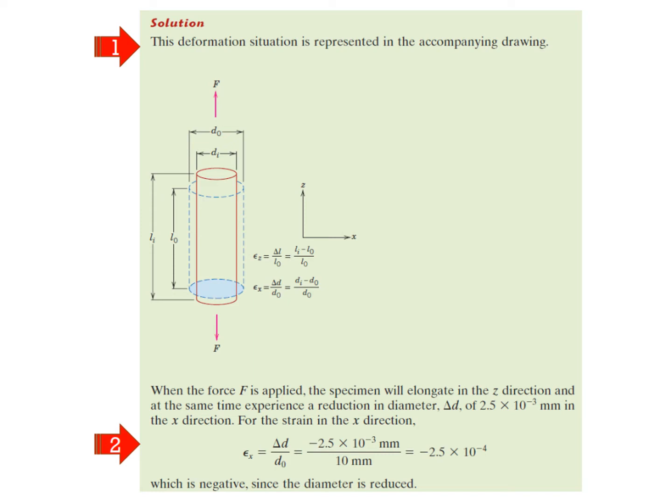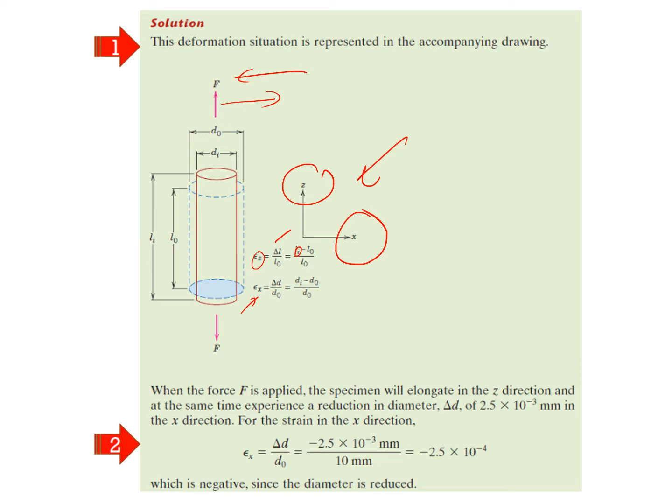In this case, the strain in the z-axis is equal to the change in length divided by the original length, that is, the new length minus the original divided by the original. How about the x-axis? The strain in the x-axis is about the diameter, and whether it is expanded or contracted is shown by the direction here. So it is d minus d naught over d naught.